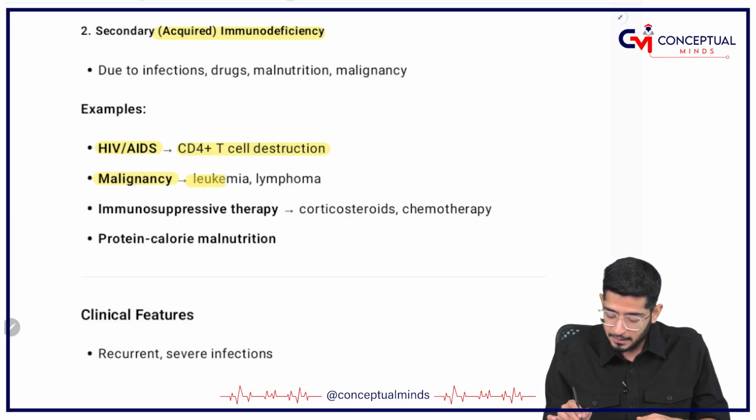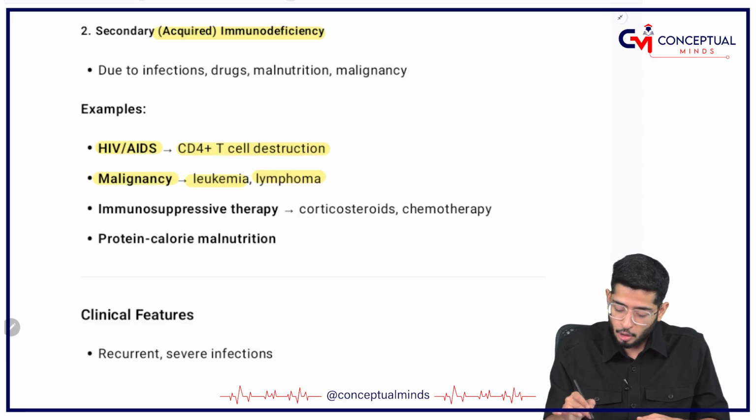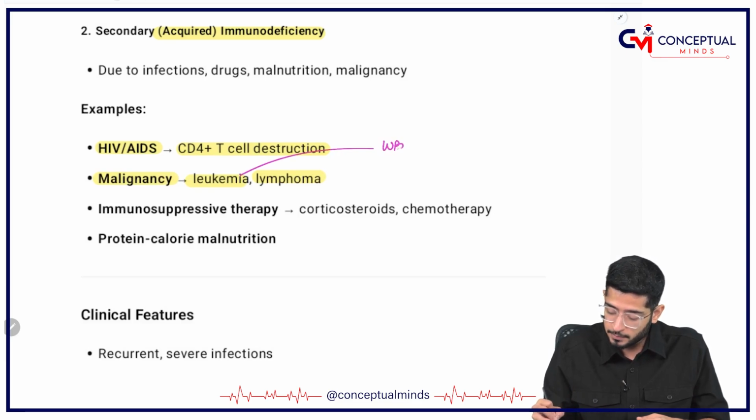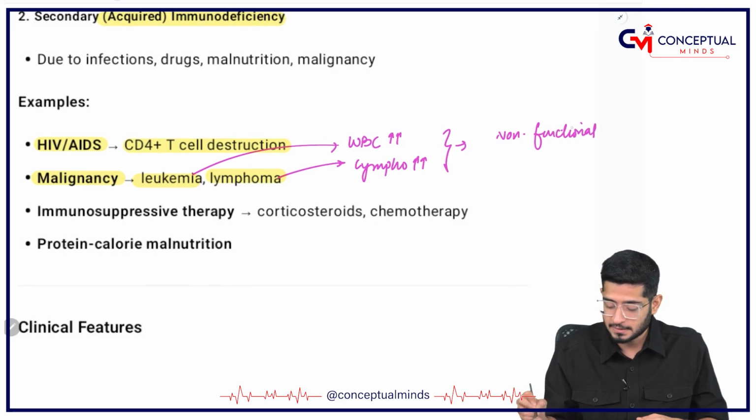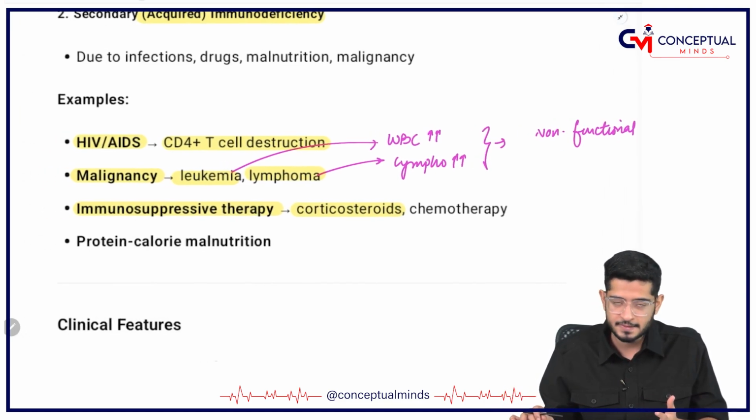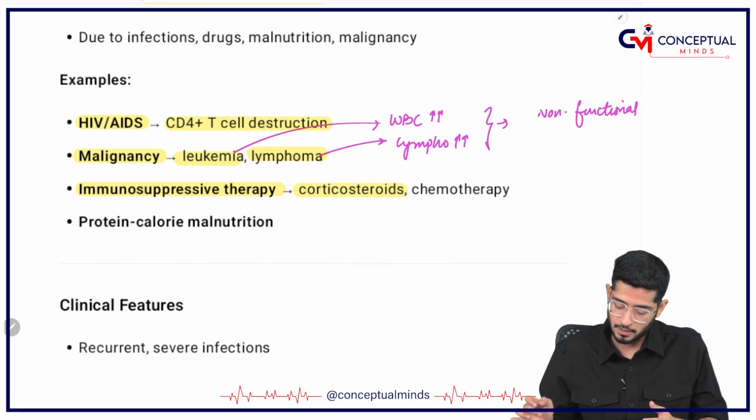So, malignancy like leukemia, like lymphoma, obviously the WBCs will be formed very high. In lymphoma, definitely the lymphocytes are going to be formed very high, but they are formed but they can't act. They are non-functional. They are not at the best of their capacities to work. Coming on to the next one, some immunosuppressive therapy like corticosteroids and everything. Obviously, your immunity is not going to be functioning very properly.